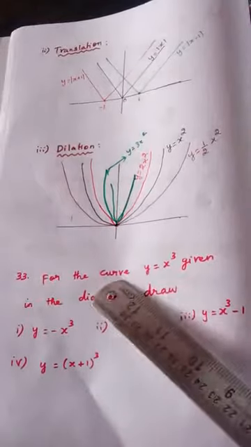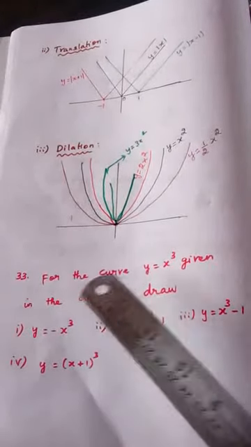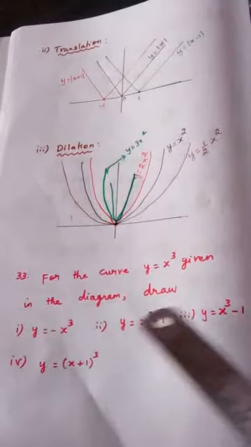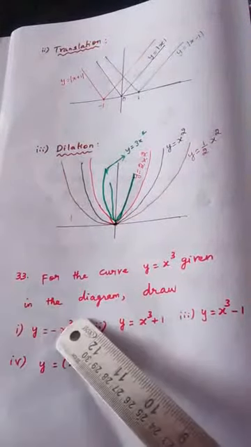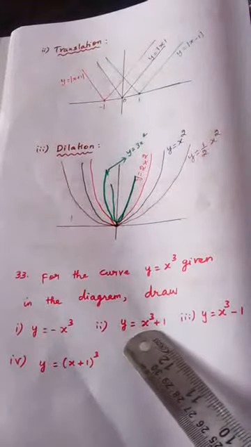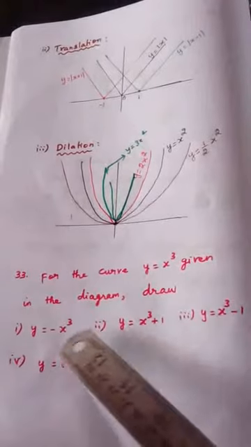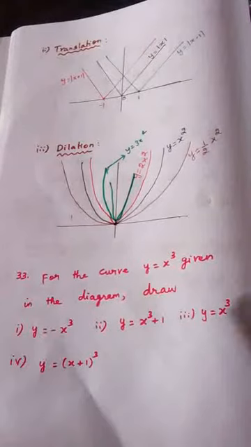For the curve y is equal to x cube given in the diagram, the diagram will be given to us. You draw these 4 diagrams that they are telling. What are the 4 questions that we need to do? First, y equal to minus x cube. Second, y equal to x cube plus 1. Third, y is equal to x cube minus 1. And fourth, y is equal to x plus 1 the whole cube. So these 4 diagrams we have to draw using this diagram.